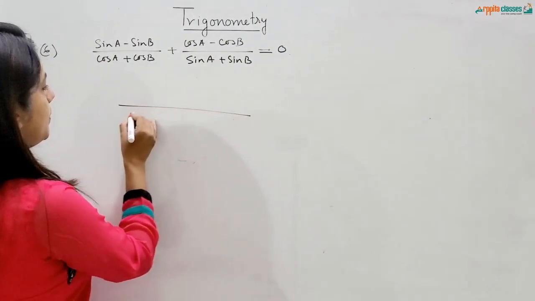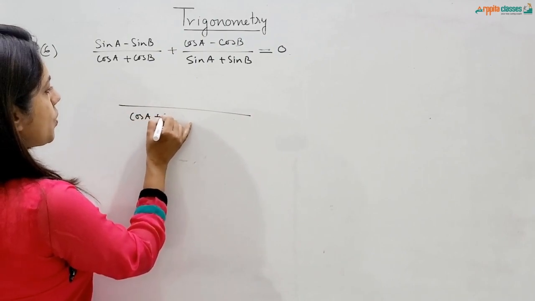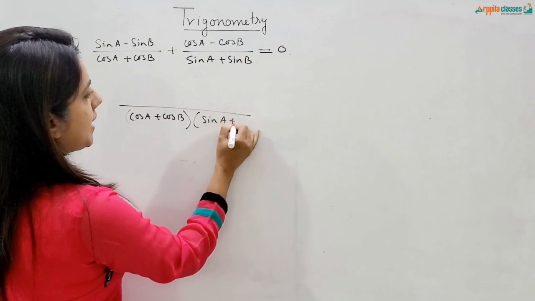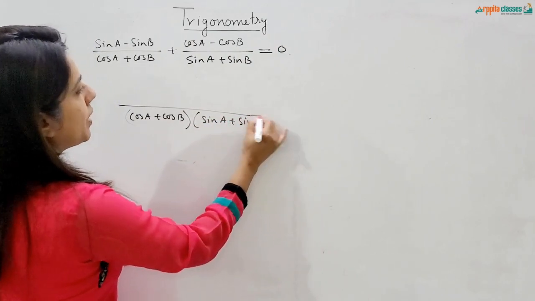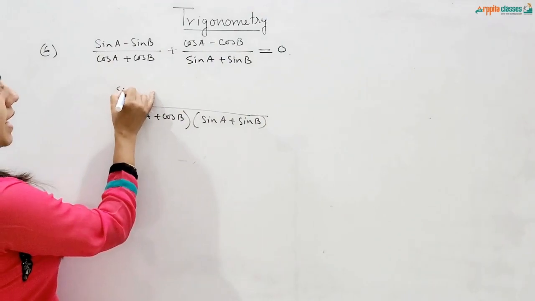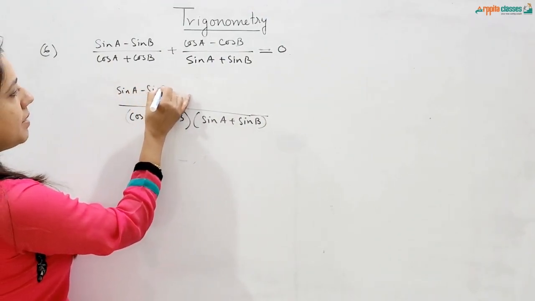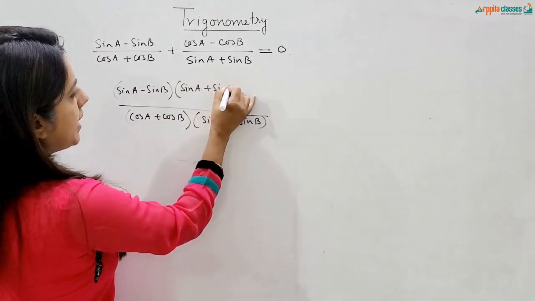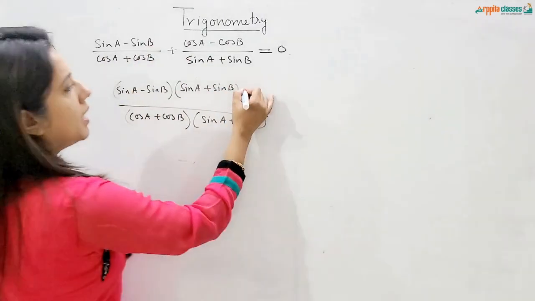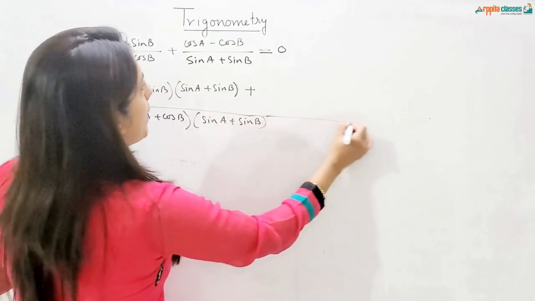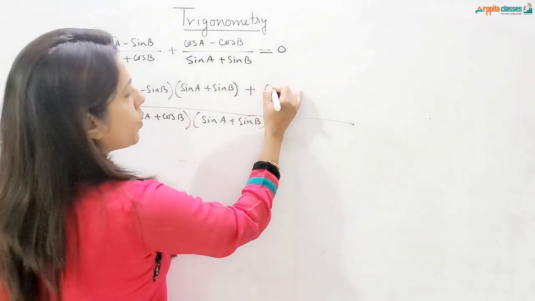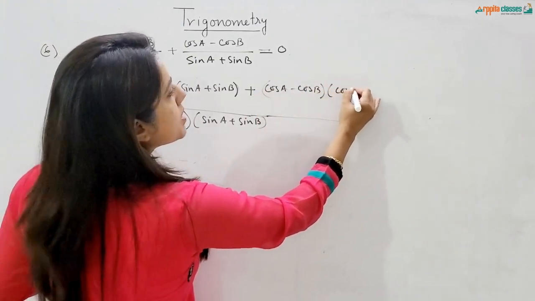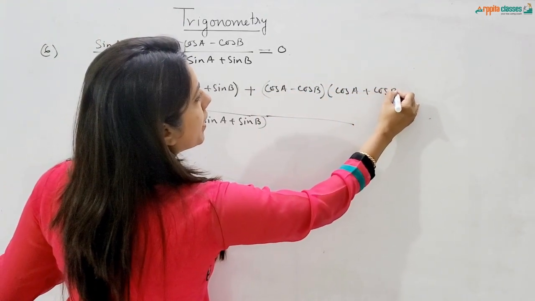So take out the LCM. (cos A + cos B) into (sin A + sin B) would be the LCM. So here it will be (sin A − sin B) into (sin A + sin B). This into this. In between we have a plus sign, so plus this into this. So it is (cos A − cos B) into (cos A + cos B).